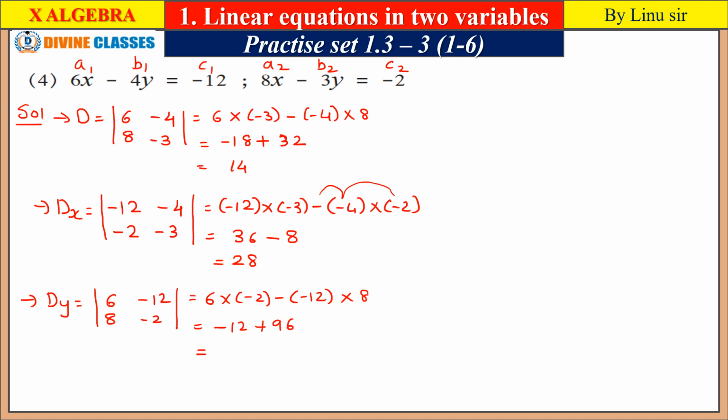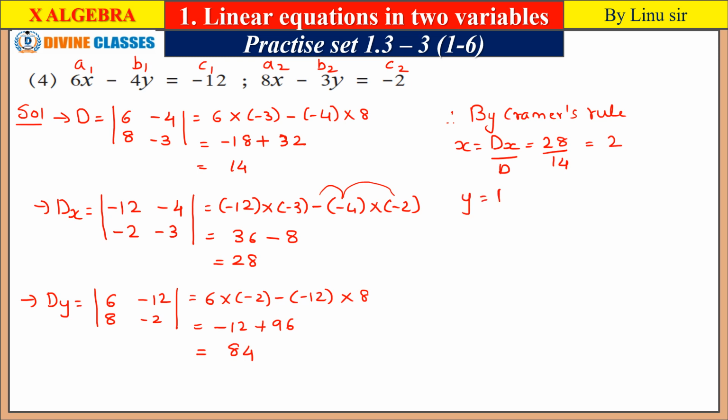Now we need to subtract also. So 96 minus 12, it is 84. Therefore, by Cramer's rule, we write the formula: x is equal to Dx upon D. So the value for Dx is 28, upon D, it is 14. So 14 2s are 28.